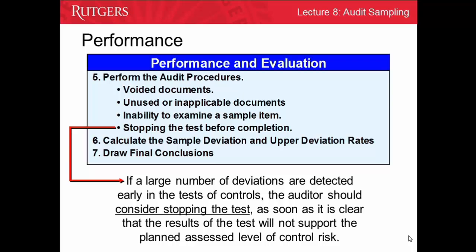Also, if a large number of deviations are detected early in the test of controls, the auditor should consider stopping the test as soon as it is clear that the results of the test will not support the planned assessed level of control risk.